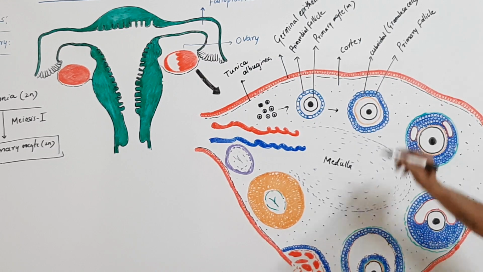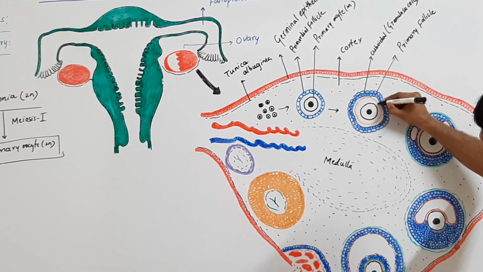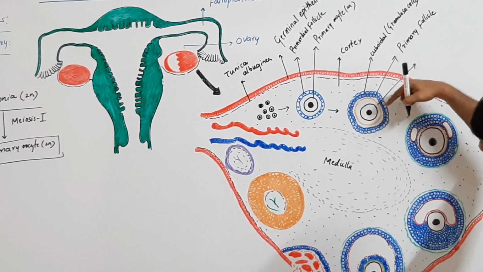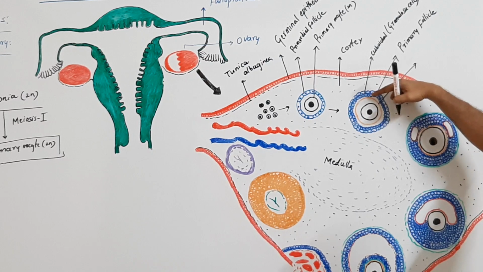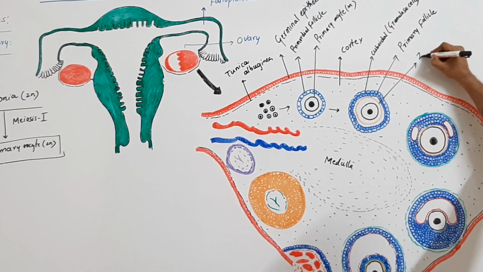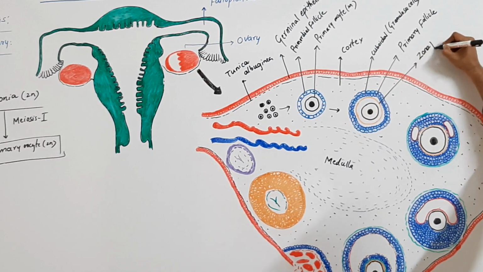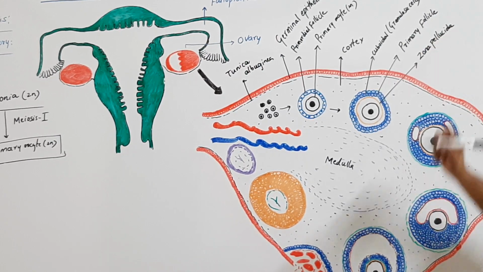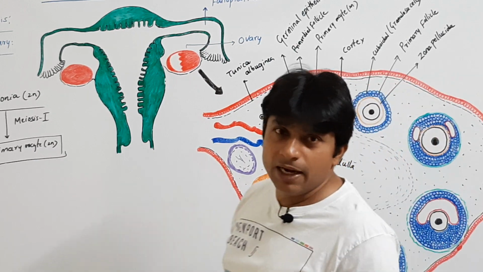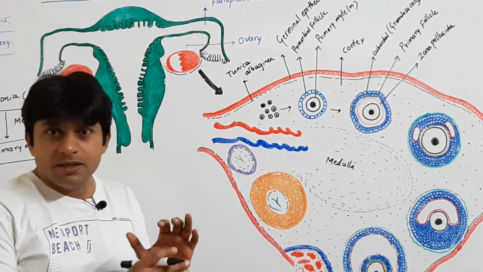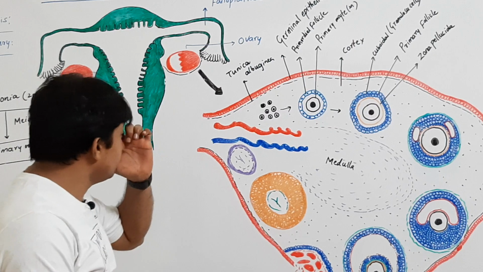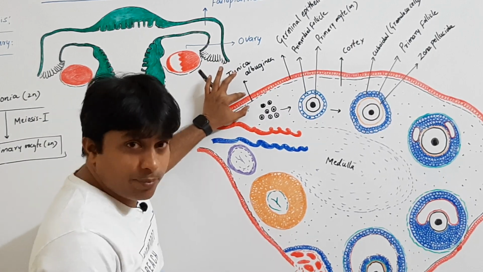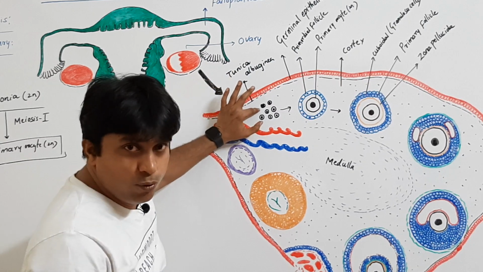Now at this stage, a glycoprotein layer develops in between the follicular cells and the oocyte, which is called the zona pellucida. Zona pellucida is non-cellular and is a glycoprotein layer. So clear? Fine. Initially, all these primordial germ cells that are present form several oogonia.